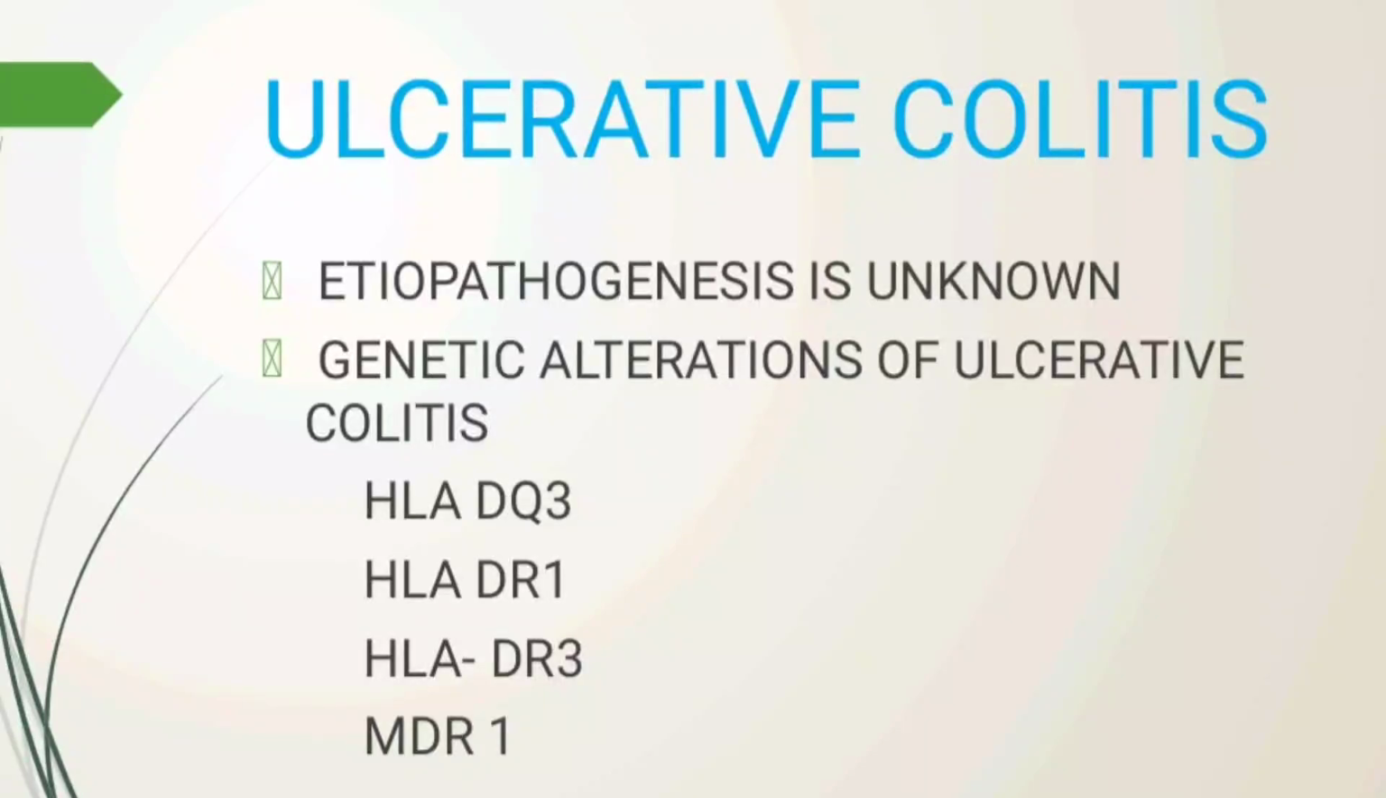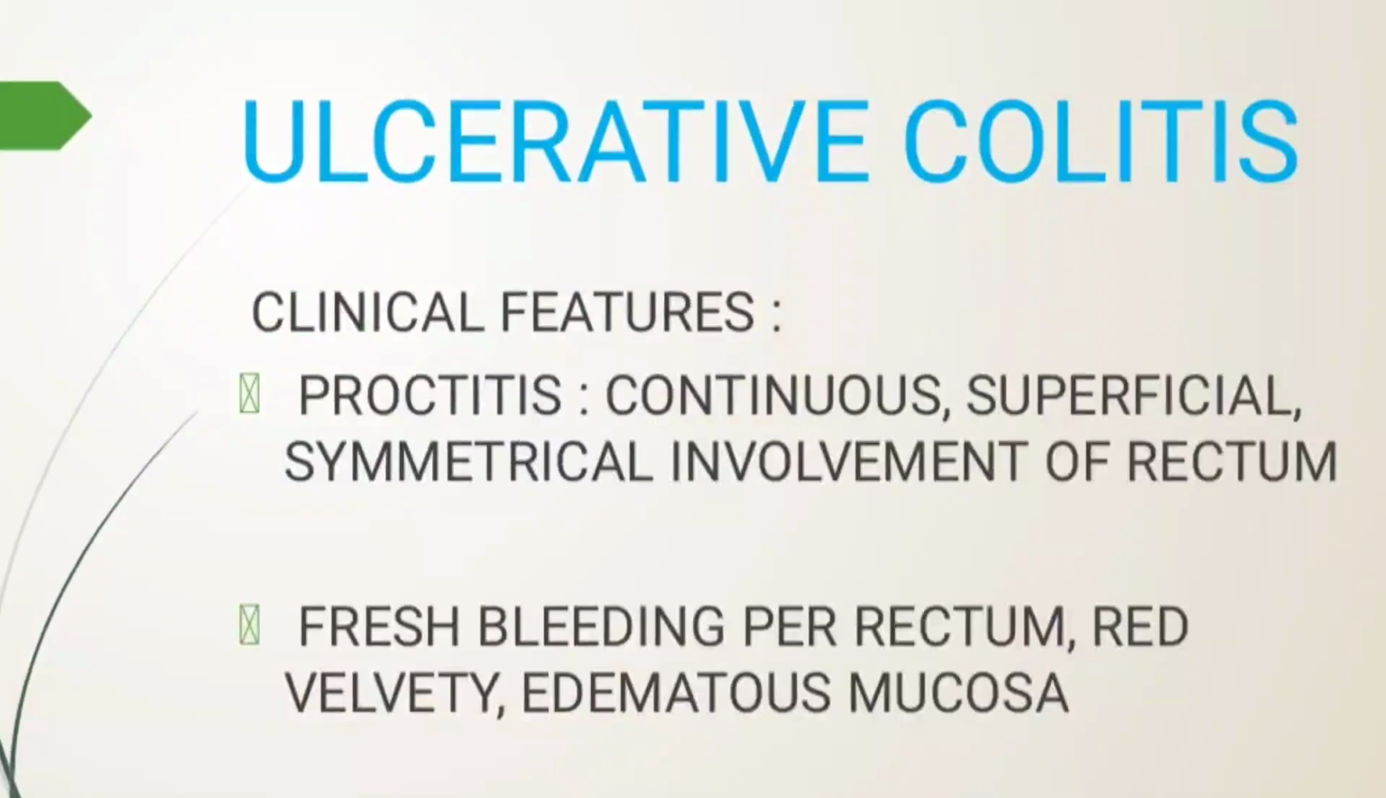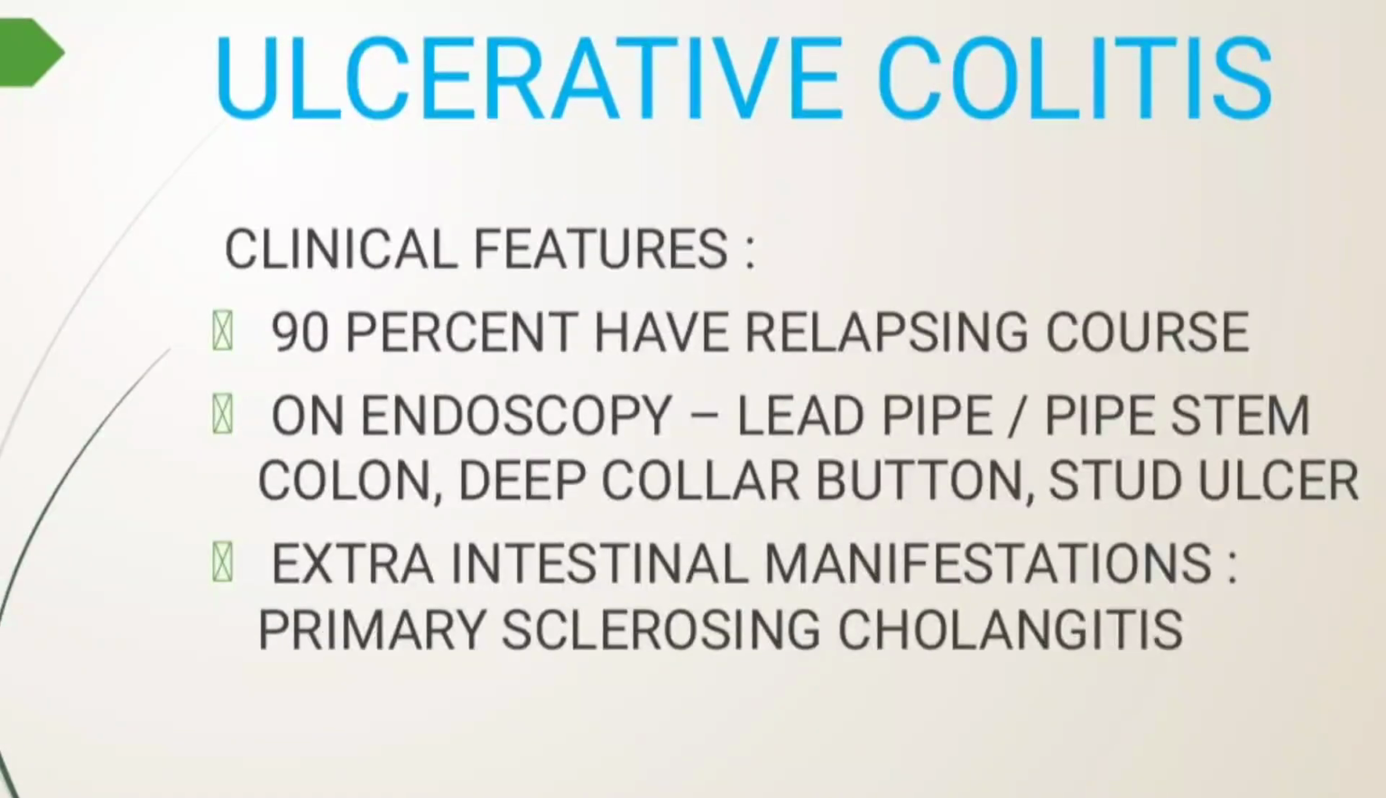HLA-DR1, HLA-DR3, MDR1. The clinical features seen in patients of ulcerative colitis are proctitis, with continuous superficial symmetrical involvement of the rectum. Fresh bleeding per rectum and red velvety edematous mucosa are the clinical features seen in these patients. 90% have relapsing course.